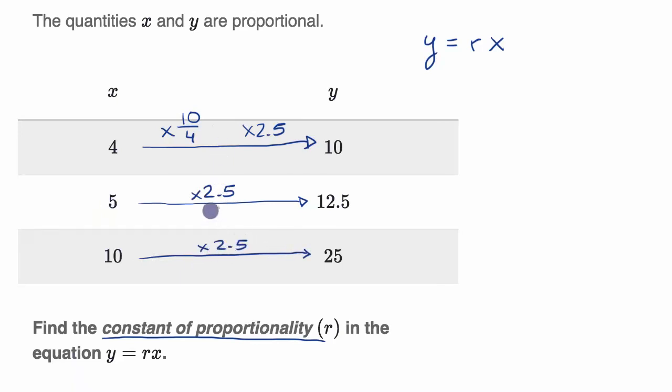And you could work it out by hand. I did a little bit of the multiplication in my head. But you can see in every case, I take my x, I multiply it by 2.5, I get my y. So in every case, I take my x, multiply it by the constant of proportionality, 2.5, I get my y. So what's the constant of proportionality? It is 2.5.